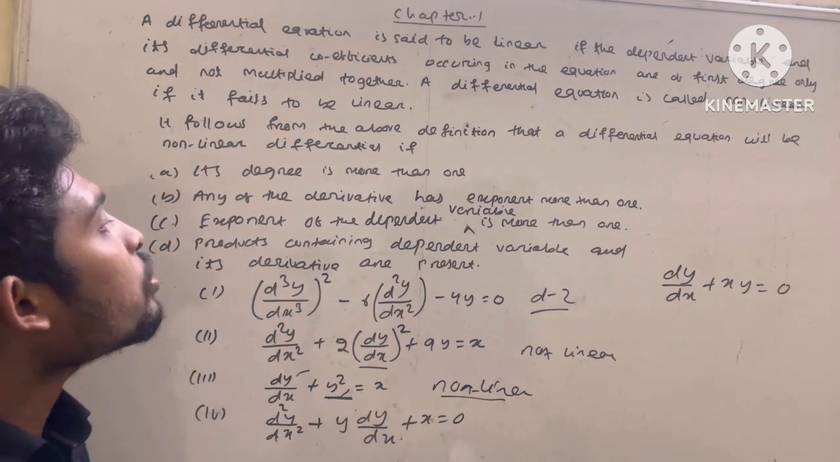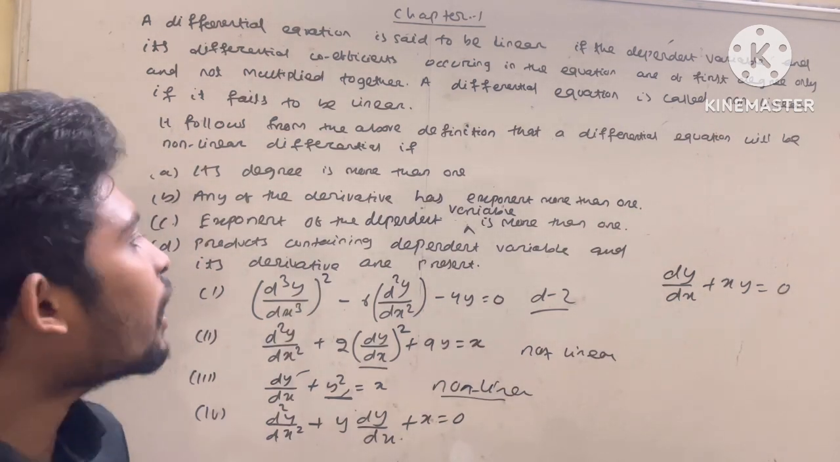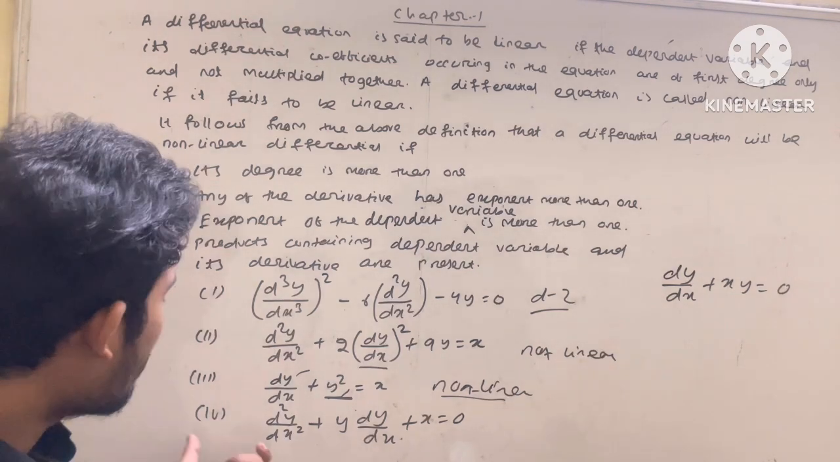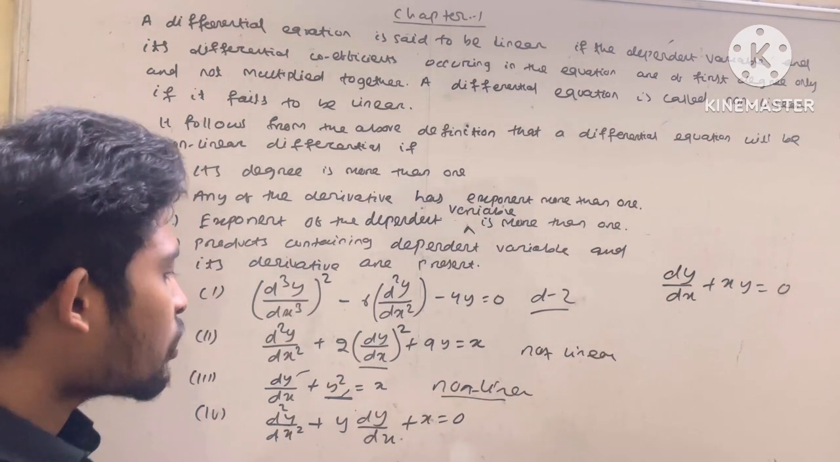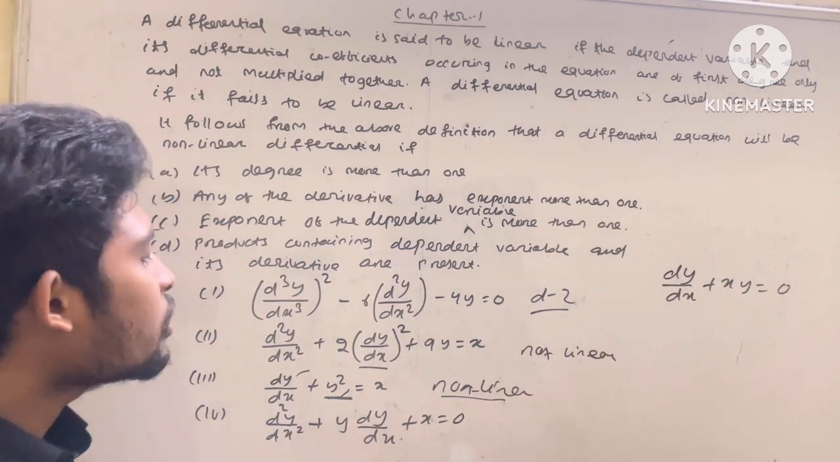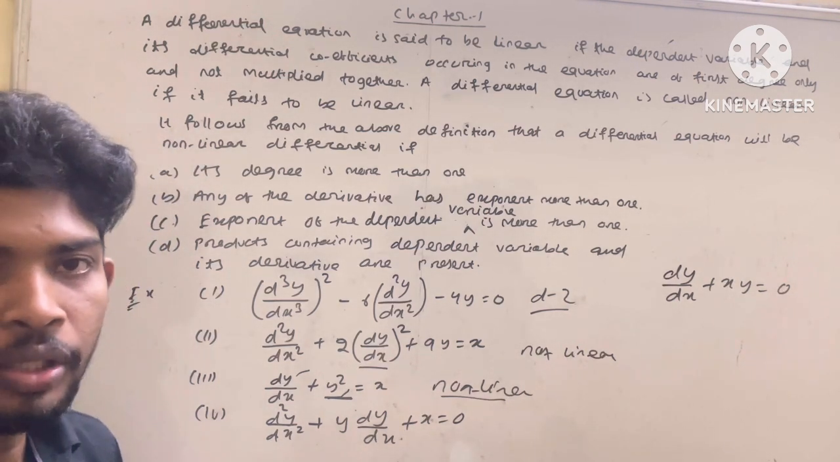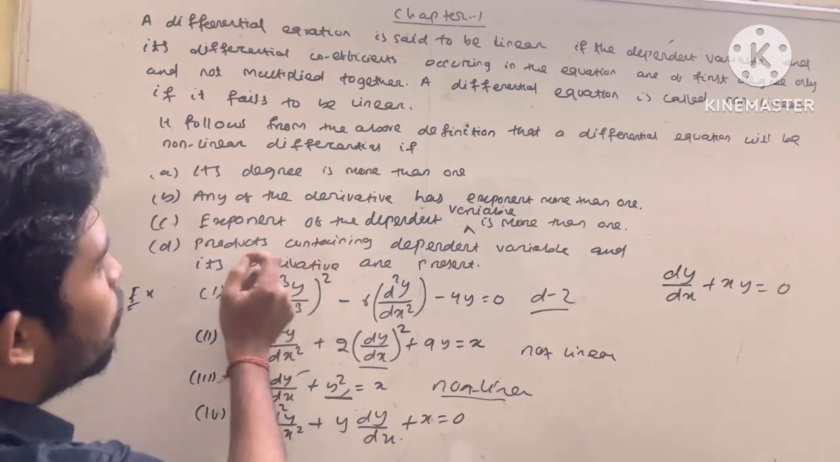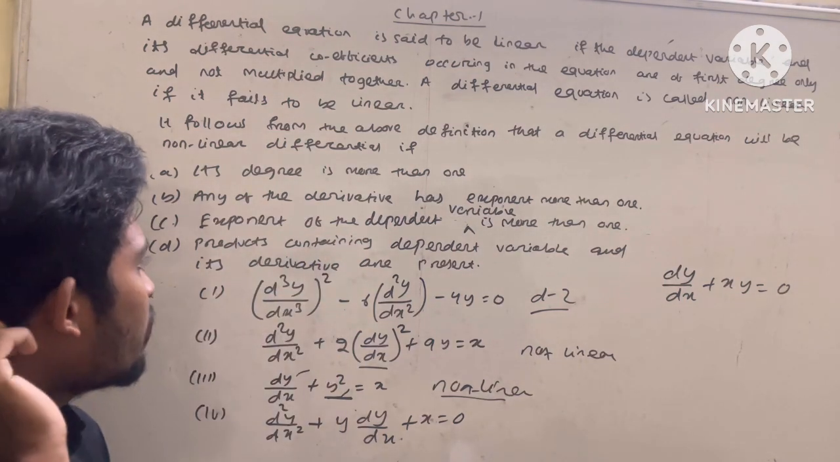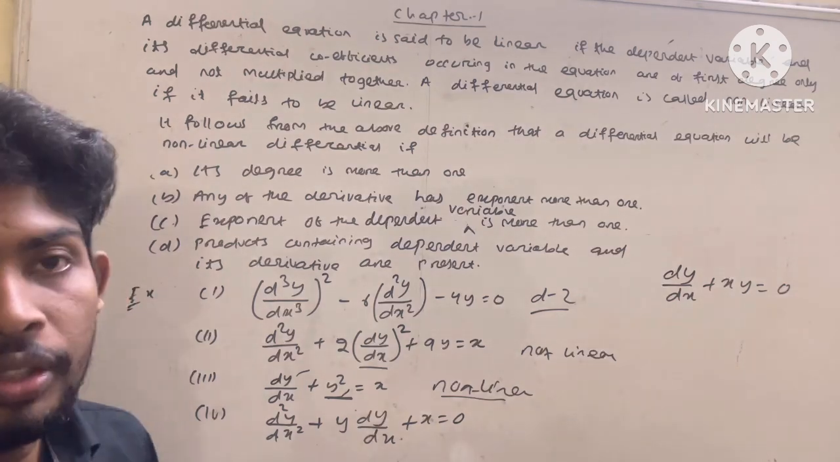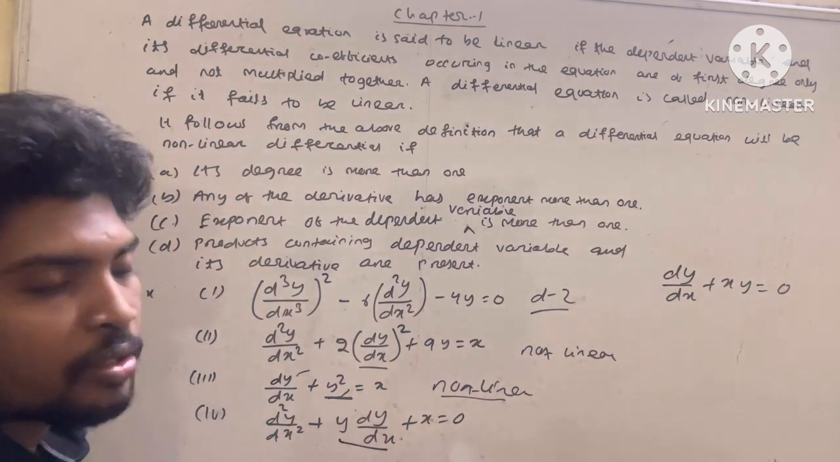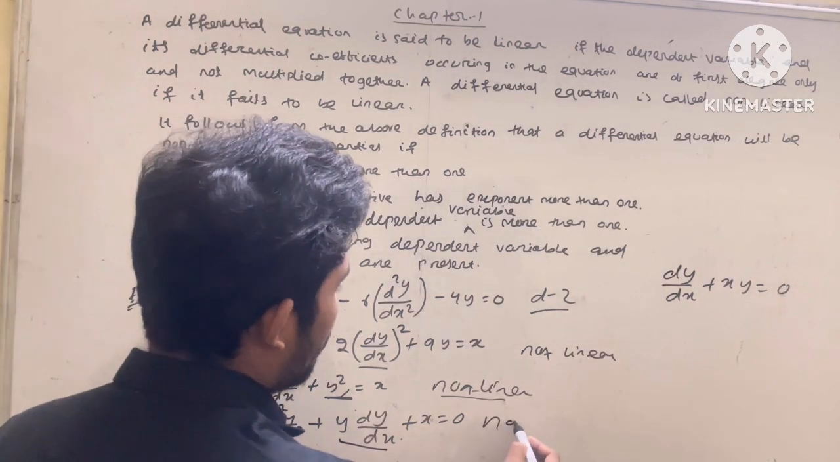And the fourth one: products containing the dependent variable and its derivative are present. Look at the fourth example, d square y by dx square plus y dy by dx plus x equal to 0. This is a non-linear differential equation because of the fourth condition. A product containing the dependent variable and its derivative is present here, y into dy by dx. So that's why this one is non-linear.